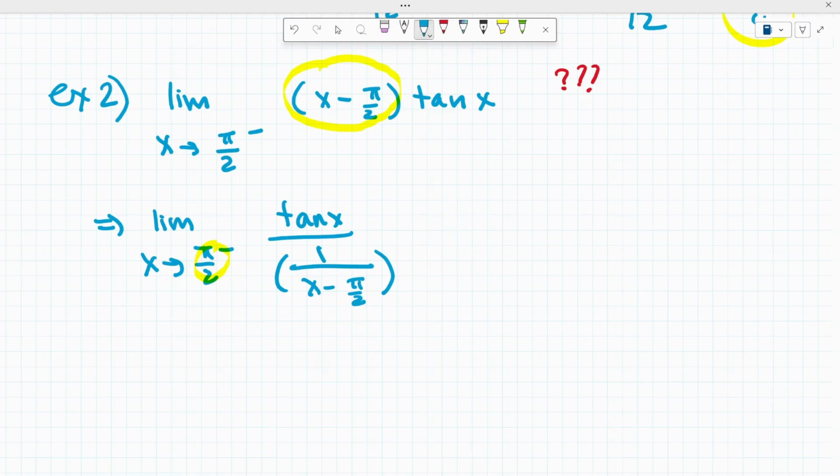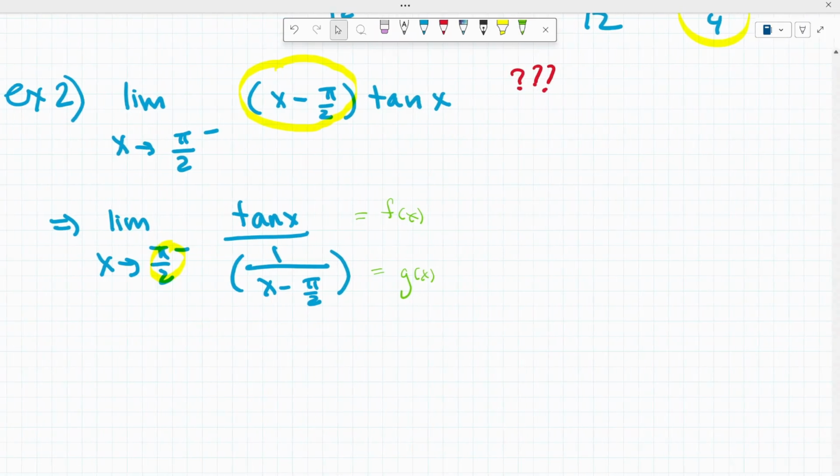Okay, so following L'Hopital's rule, let's find our f of x and our g of x. So we're going to say that this tan x here is our f of x, and this 1 over x minus pi over 2 is going to be our g of x. So like we did last time, let's find f prime and g prime so that we can use L'Hopital's rule.